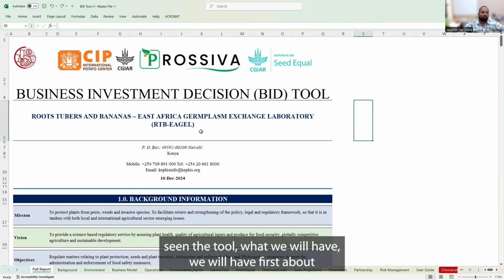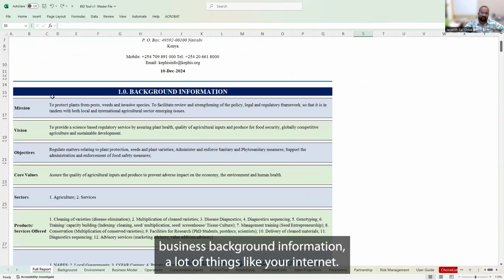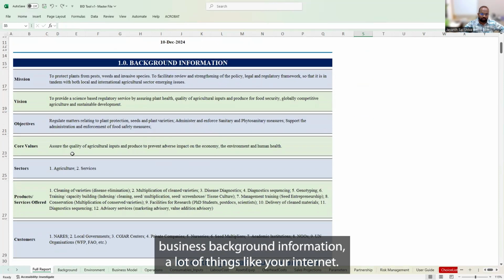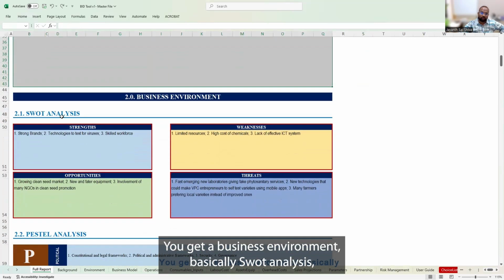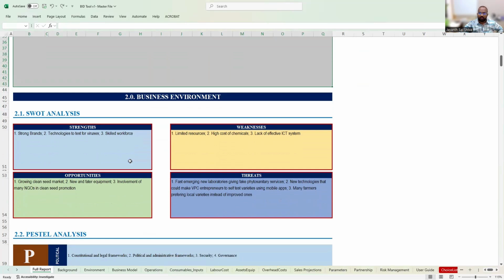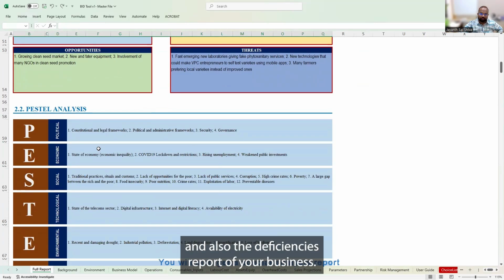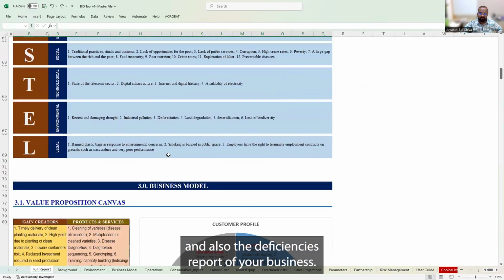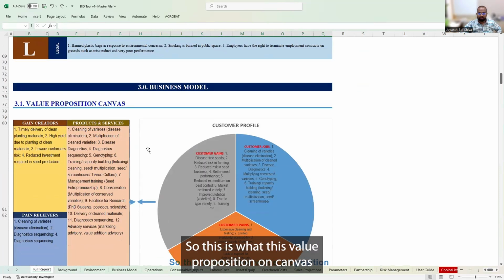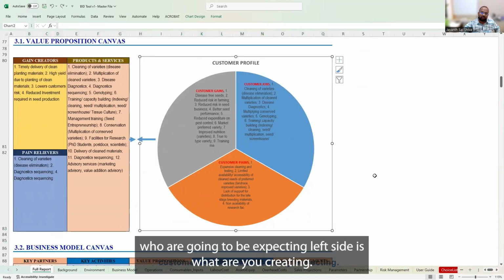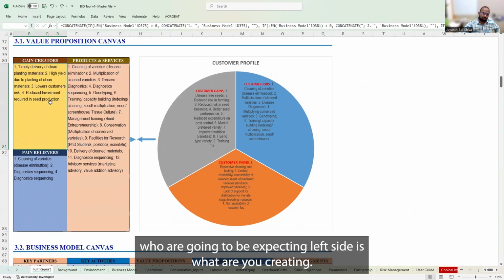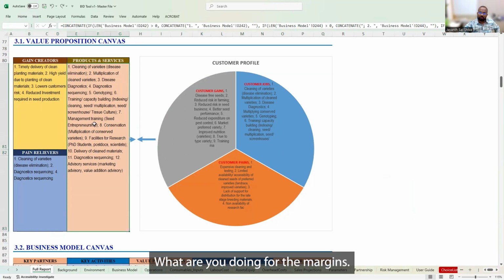See, in the BID tool, what we will have first is business background information, a lot of things that you have entered. You will get an organizational structure of the business. You get a business environment, basically SWOT analysis: strengths, weaknesses, opportunities, and threats. You will also get a PESTLE analysis report of your business. You also get the business model. So this is the value proposition canvas. Right side is the customer profile, what the customers need, what they are expecting. Left side is what you are creating, what you are delivering to the market. All value proposition. This is the value map. This is the customer profile. That is what we have been able to build.